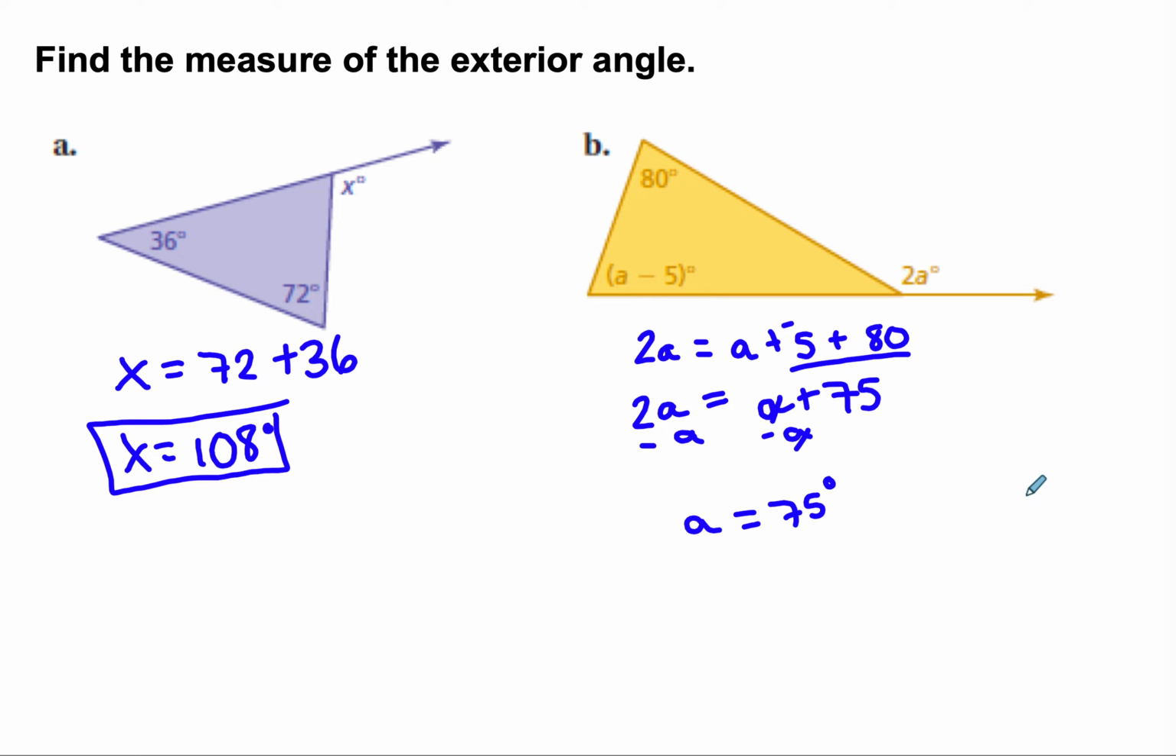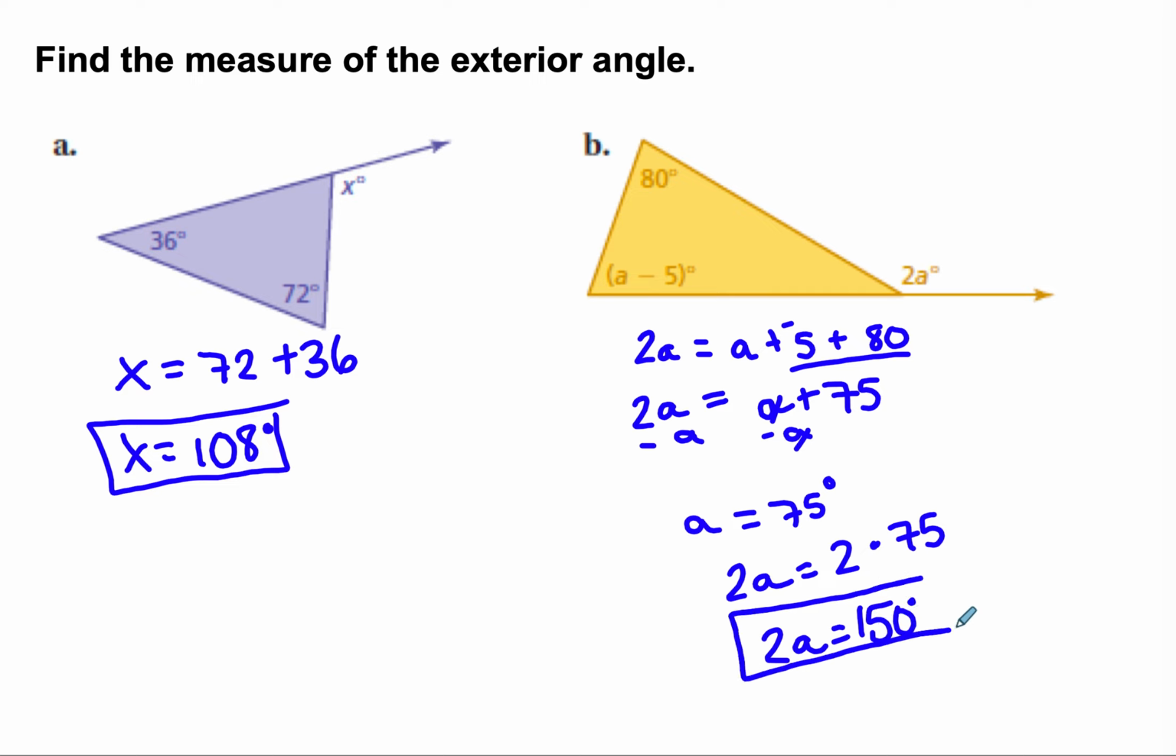That is not my answer. It says find the measure of the exterior angle, and my exterior angle is 2A. So to get 2A, I have to have two of them. 2 times my A value, which is 75. So 2A, that exterior angle, is going to be 150 degrees. So for your missing angle, if it says find the measure of the exterior angle, you're going to have an extra step once you find the value of the variable. You're going to have to put it in for whatever that expression is.